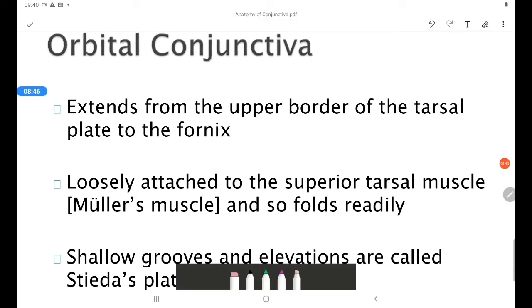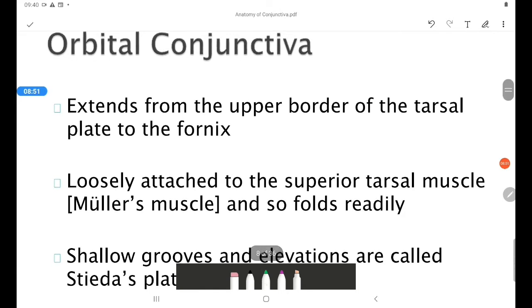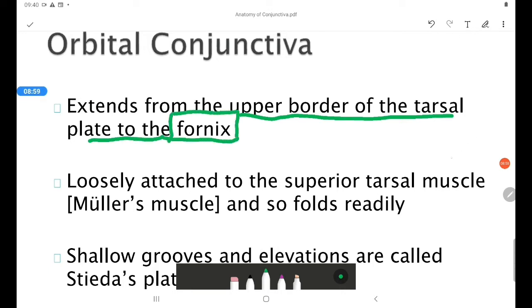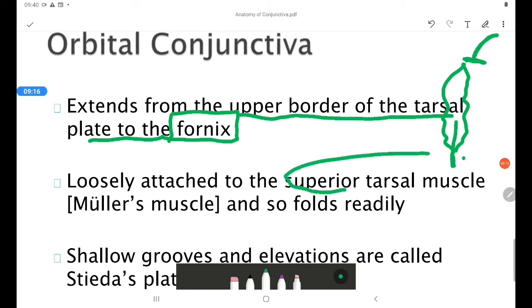With respect to the orbital conjunctiva, we should know that it extends from the upper border of the tarsal plate all the way up to the fornix. So we should know where the meibomian gland is ending, and the orbital part will start from there and extend all the way up to the fornix. These are loosely attached to the superior tarsal muscle, which is our Muller's muscle. It is located above the tarsal gland, so it is called the superior tarsal muscle.